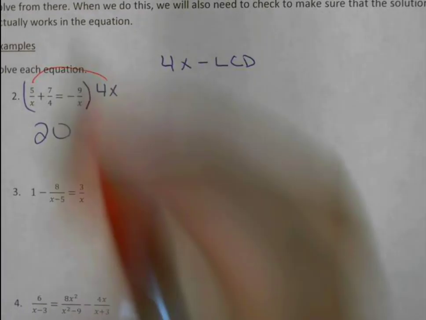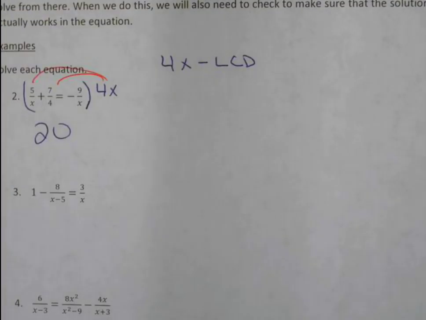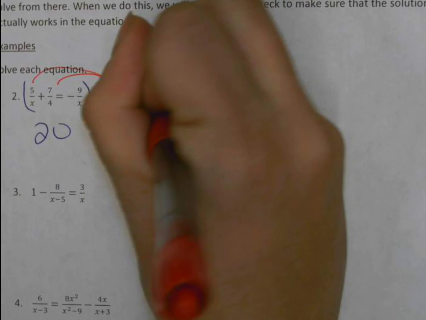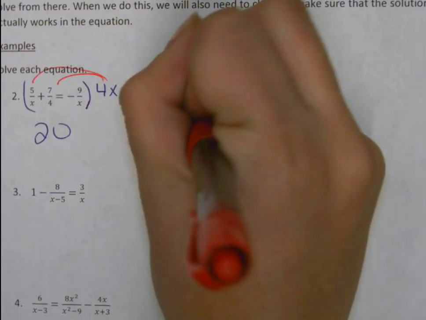So then I'm going to do the same thing to the 7 over 4. The 4's will cancel out, so then it turns into just... I can rewrite this over here. Why would it only be 20?